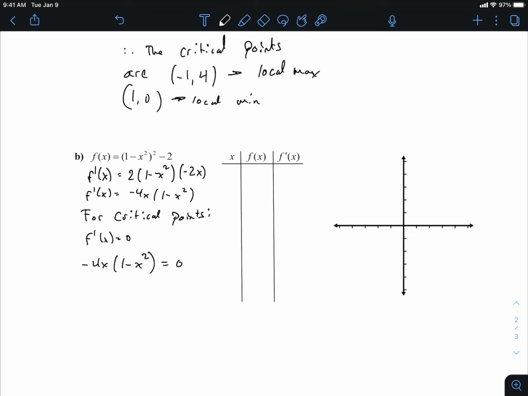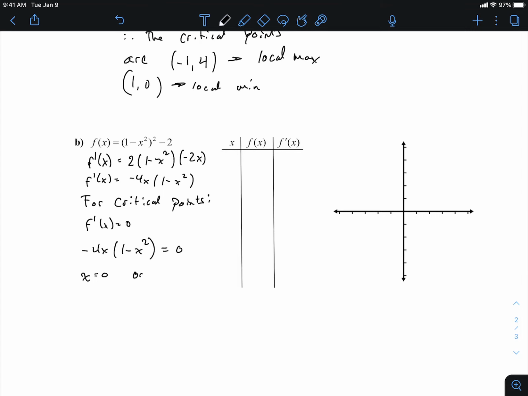Well, x could equal 0 right off the bat. That's kind of like what we call a trivial solution. We know that x can equal 0. Or we can get the fact that 1 minus x squared equals 0. And so x squared is equal to 1. And same idea as before, x equals plus minus 1, right? So we have 3 critical points here, right? We know that there's 3 critical points because the power on this function is going to be a quartic function, right?